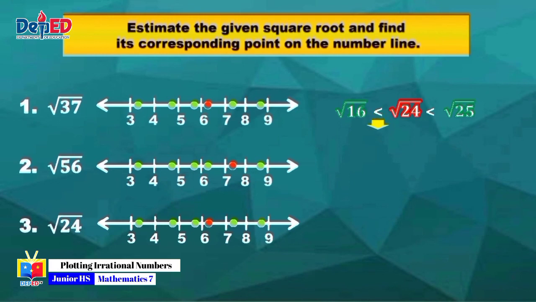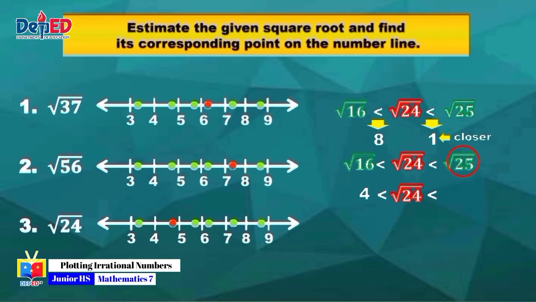Number 3. The square root of 24 lies between the square root of 16 and the square root of 25. 24 minus 16 is equal to 8, and 25 minus 24 is equal to 1. Therefore, the square root of 24 is closer to the square root of 25. The square root of 16 is equal to 4, and the square root of 25 is equal to 5. Since the square root of 24 is closer to 5, the point must be closer to 5. Locate 4 and 5 on the number line and say freeze if you see the point. Freeze!